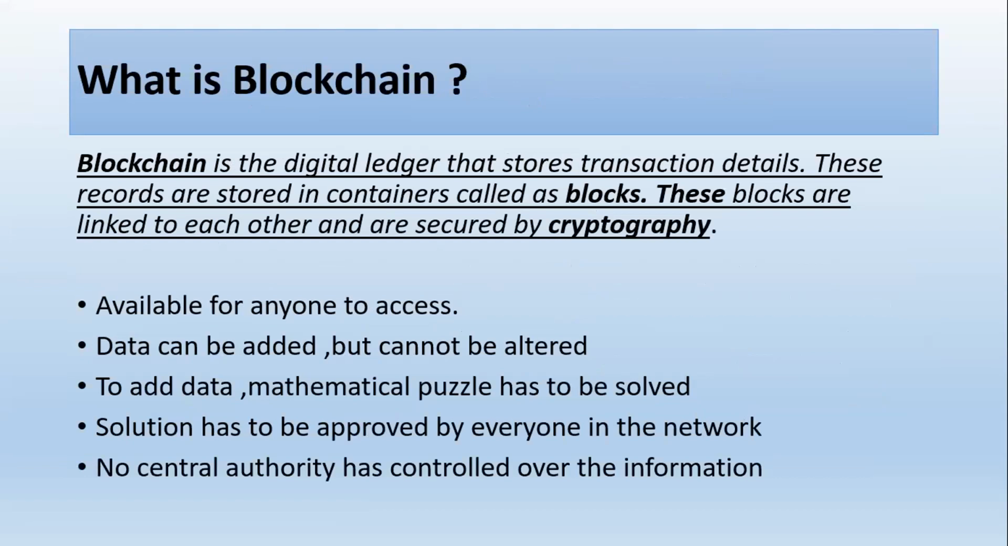So what is blockchain? Blockchain is a digital ledger that stores transaction details. These records are stored in containers called blocks. These blocks are linked to each other and are secured by cryptography. The features of blockchain are: it is available for anyone to access. Data can be added but cannot be altered. To add data, mathematical puzzles have to be solved. The solution has to be approved by everyone in the network. And no central authority has control over the information.